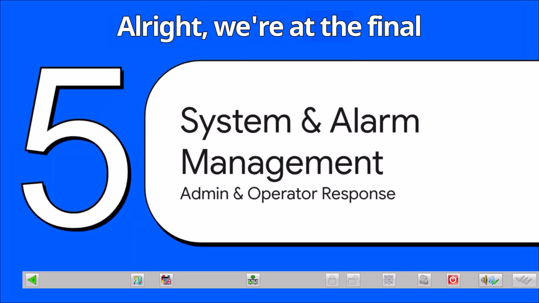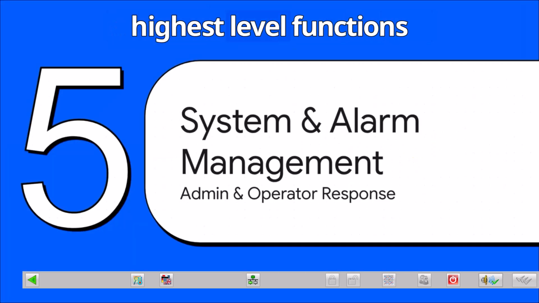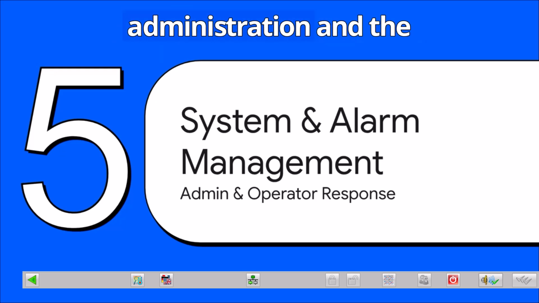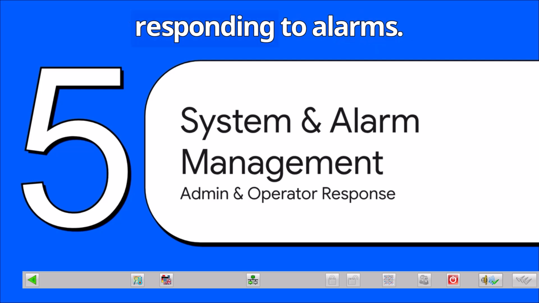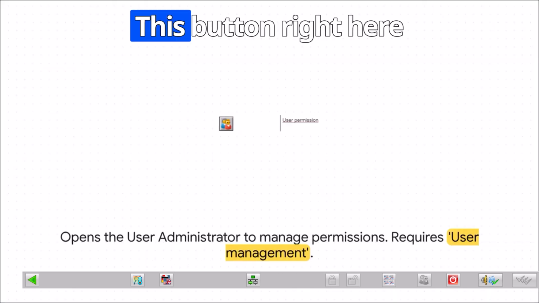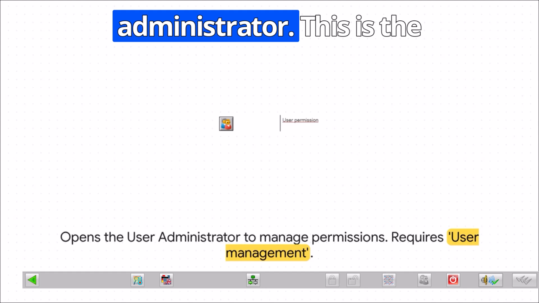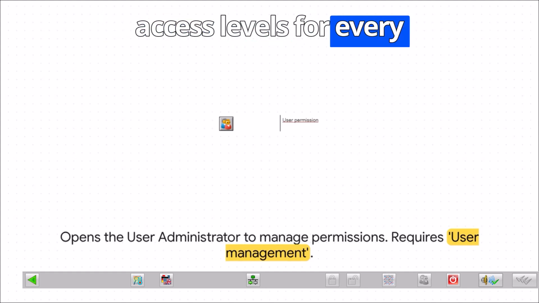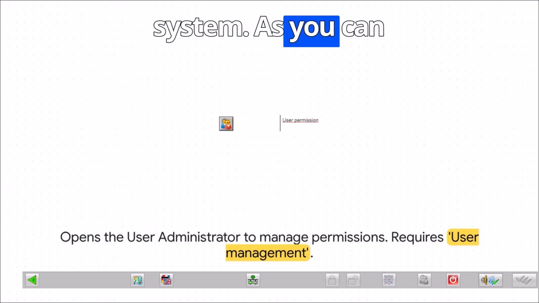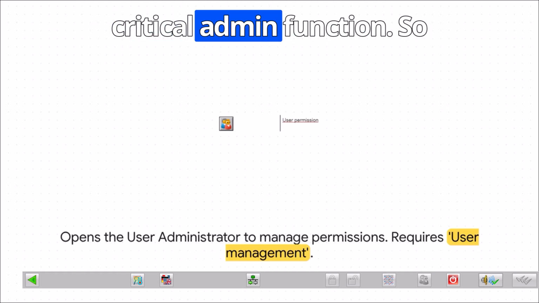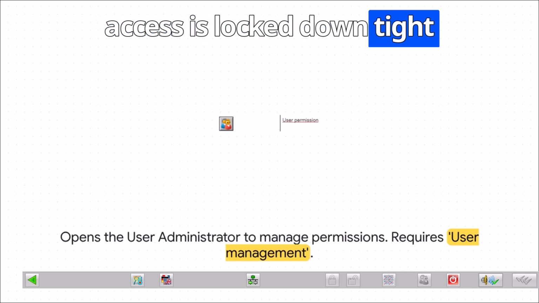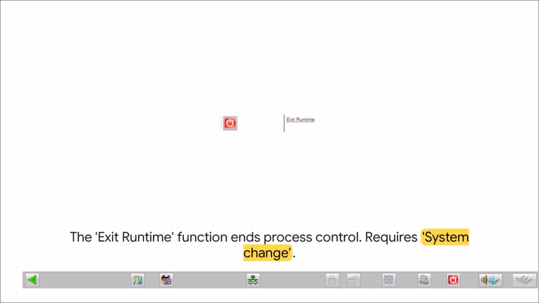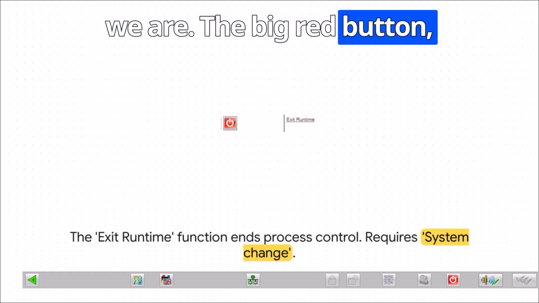All right, we're at the final section, and these are the highest level functions you'll find in Button Set 2. We're talking about system-wide administration and the absolute bedrock of responding to alarms. This button right here opens the User Administrator. This is the control panel where you define the permissions and access levels for every single operator on the system. As you can imagine, this is a massively critical admin function, so access is locked down tight with a very specific user management authorization.